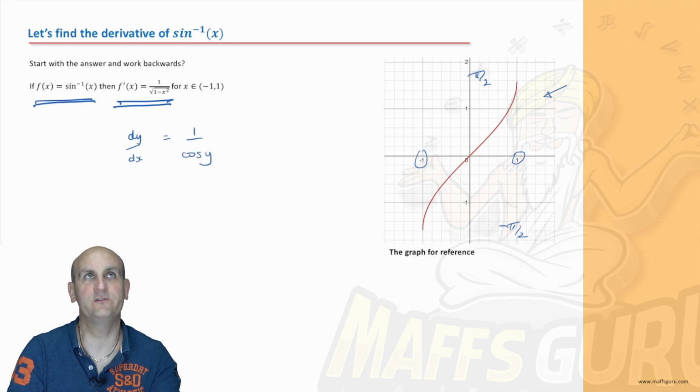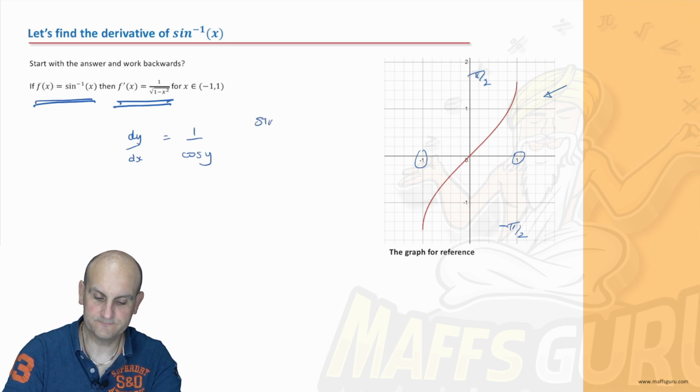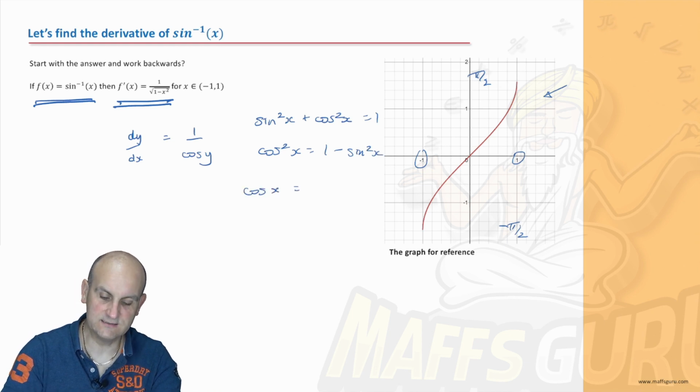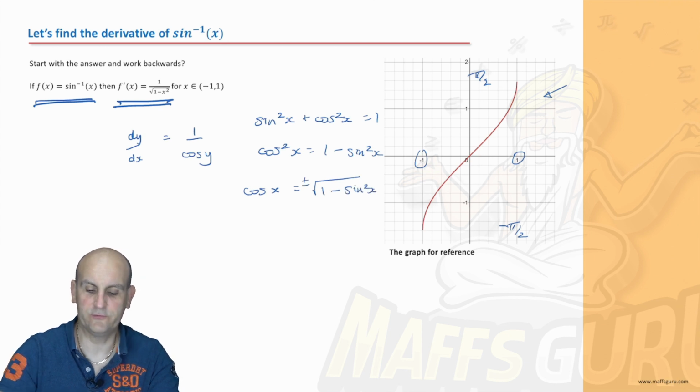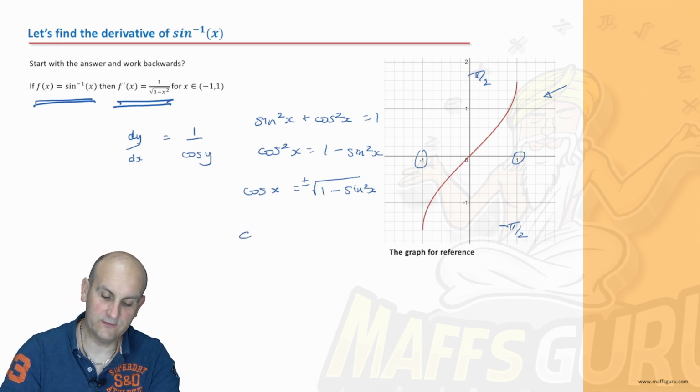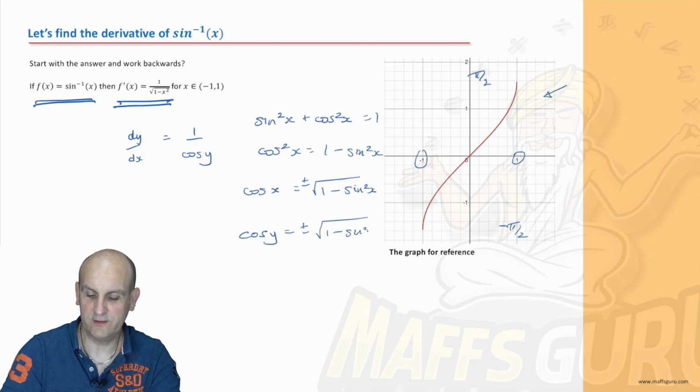And what formula have I seen that's got cos in it? Oh, hold on a moment. I know that sine squared of x plus cos squared of x is equal to 1. So I know that cos squared of x is 1 minus sine squared of x, and so cosine of x is equal to plus or minus the square root of 1 minus sine squared of x. Now obviously in this situation here, why is this important to me? Because what I'm now going to say is the cosine of y must be equal to the square root of 1 minus the sine squared of y.